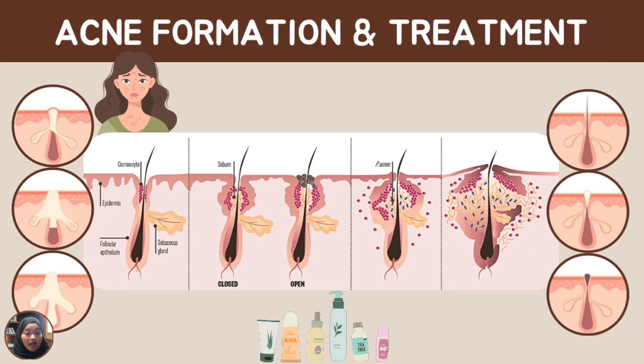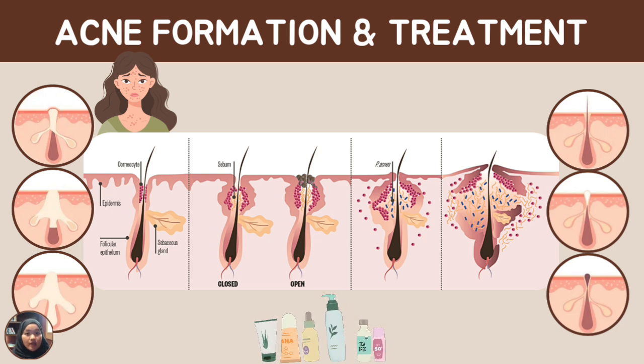So now I'll be talking about acne formation and also the treatment for it. So how does acne formation happen? It starts when there is an increase in keratin production and also excess sebum secretion that will cause the corneocytes to stick together. And as I mentioned earlier, corneocytes are the dead skin cells located at the outermost layer of the epidermis, which is the stratum corneum.